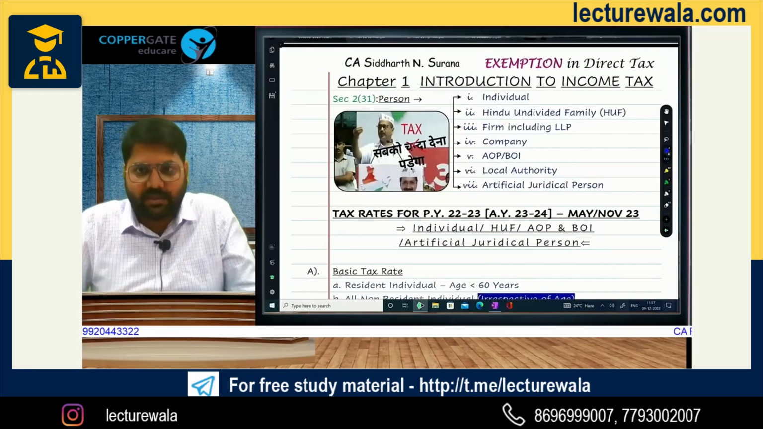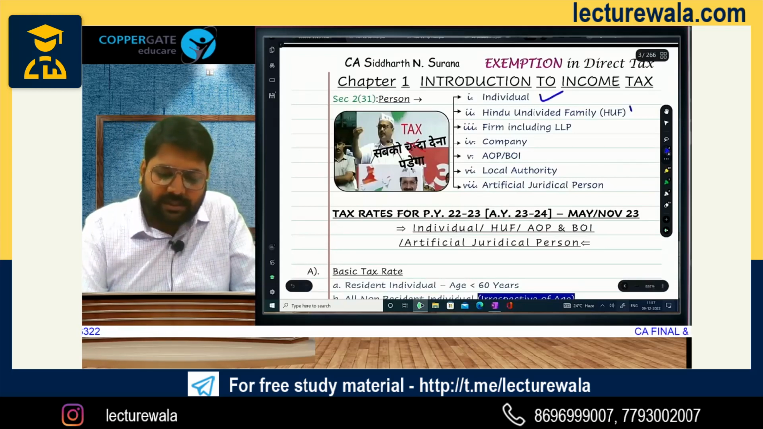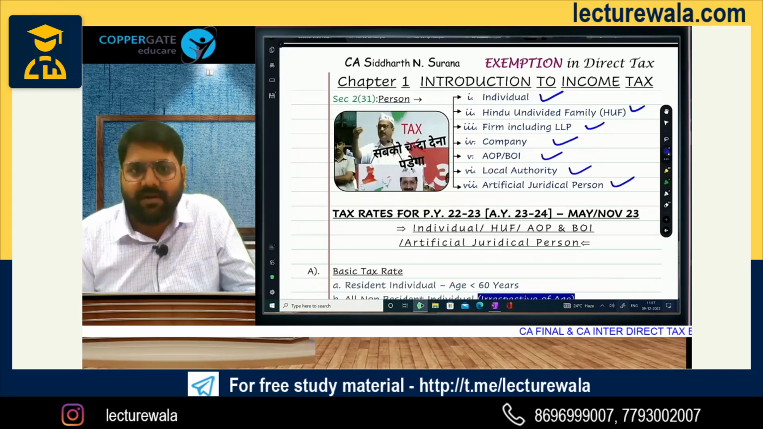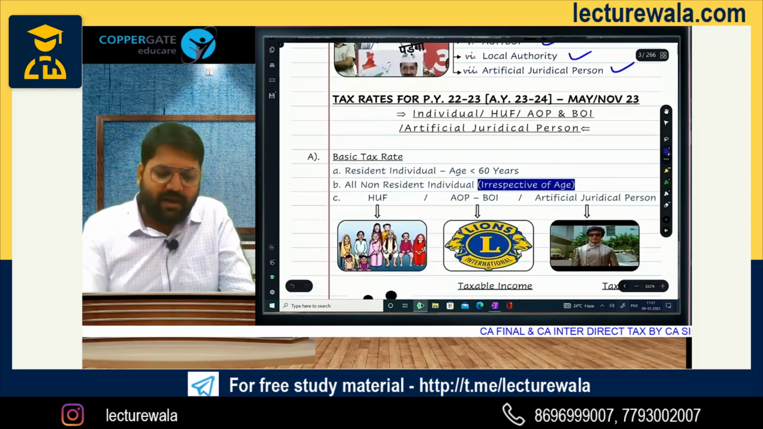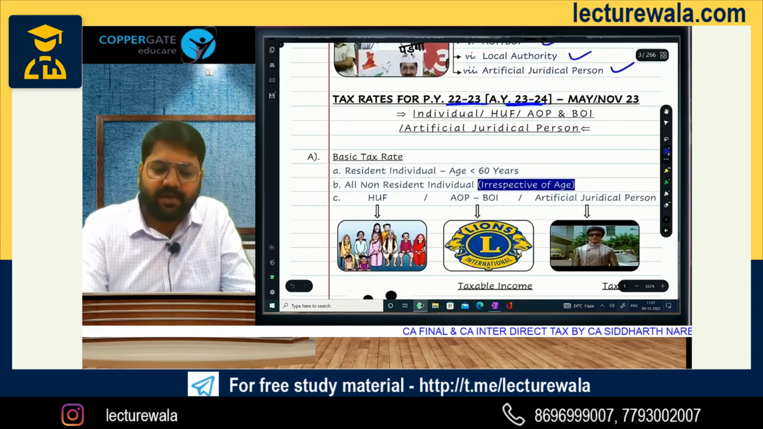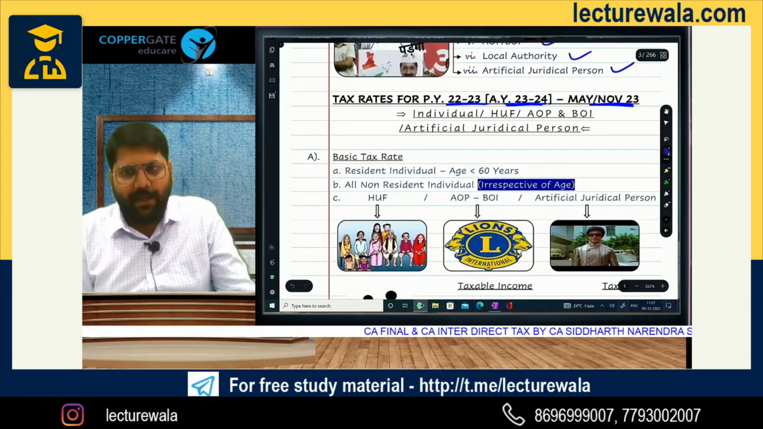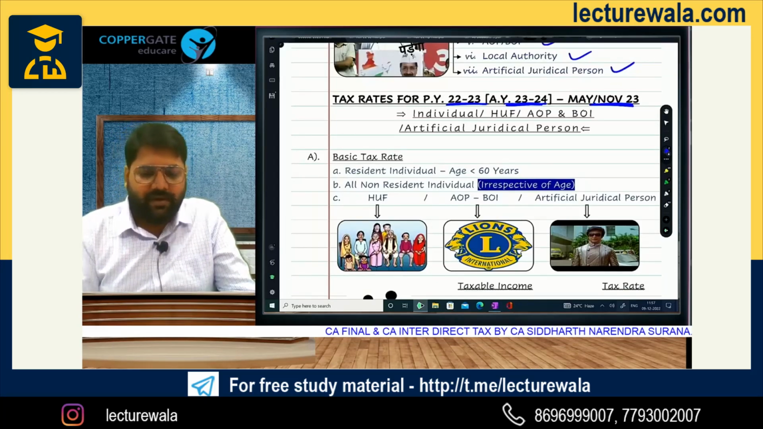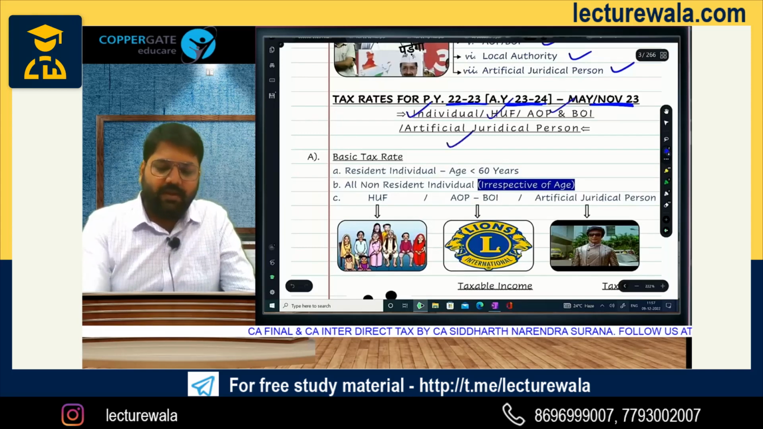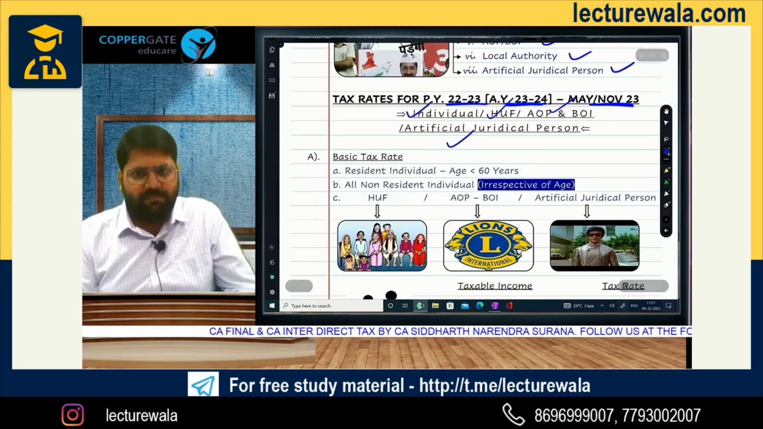Introduction. If you focus carefully, income tax is payable by all the assessees: individual, HUF, firm, company, AOP, BOI, local authority, artificial juridical person, and we have to learn the tax rates of them one by one. We are learning tax rates of previous year 22-23, which is assessment year 23-24, and which, as you are aware, is applicable for May 23 and November 23. The tax rate for individual, HUF, AOP, BOI, and artificial juridical person is the same.